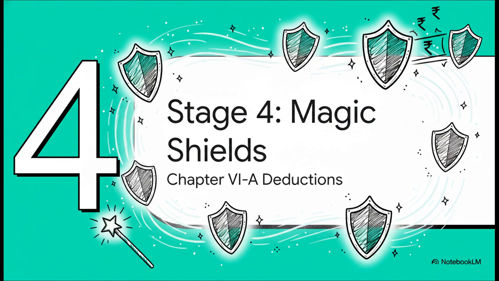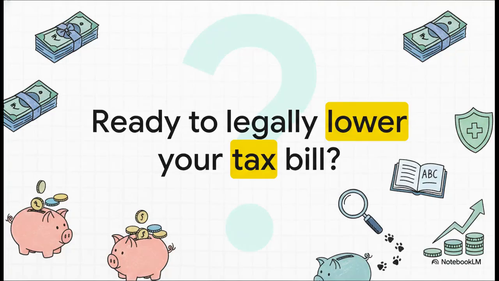Okay, now for what is arguably the most fun part. We've worked so hard to calculate our gross total income, and now the tax law rewards us with magic shields. These shields are called deductions, and they live in a section called Chapter 6A. Their one and only job is to legally slash your taxable income. I mean, who isn't, right? These deductions are basically the government's way of encouraging us to save, invest, and spend on important stuff. So let's go on a little deduction hunt and find the most powerful shields in your arsenal.